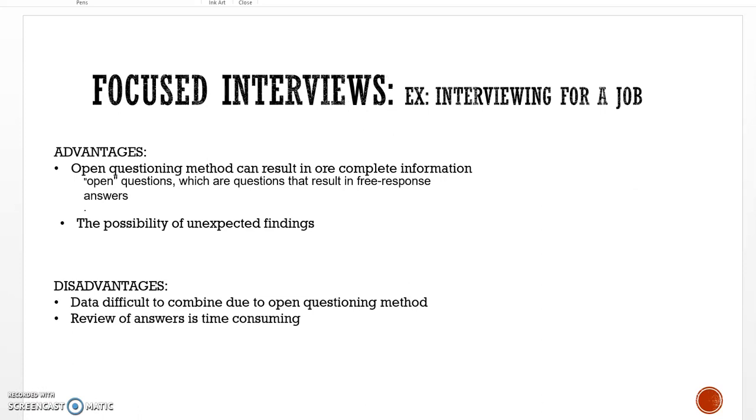Then a focused interview, an example of something like this is if you're interviewing for a job. Okay, that is a focused interview. The advantages of this is they use open-ended questioning, meaning they're free response. Instead of giving them choices, it leaves it up. Why do you feel that you're the best candidate for this job? That's a type of an open question where I'm not giving choices out, and I want the person that I'm interviewing just to speak freely. So the possibility of all these unexpected findings, things that you wouldn't expect somebody to say, those things you could find out through a focused interview.